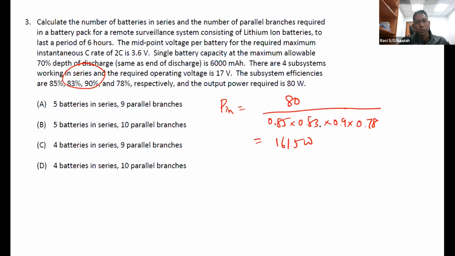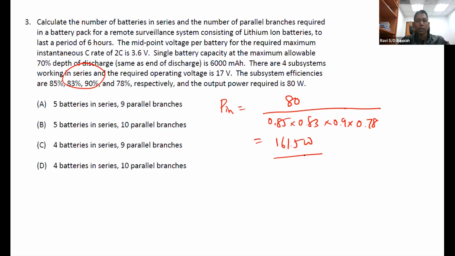Of course, they can also change the variation. They can say subsystem 1 output power 80, subsystem 2 output power 70, and so on, and each of them is parallel. Or we could have a variation of 2 subsystems in series, 2 subsystems in parallel. So these are some of the variations. Ultimately, we just need to make sure that we calculate the input power correctly, depending on which subsystems are in series or in parallel, or it's a mix of both.